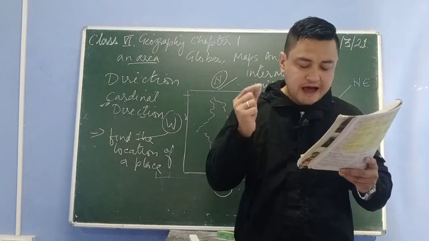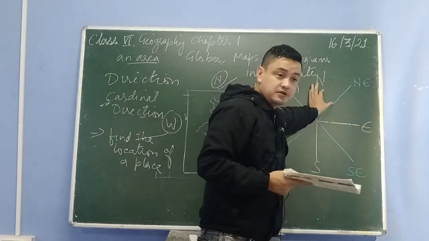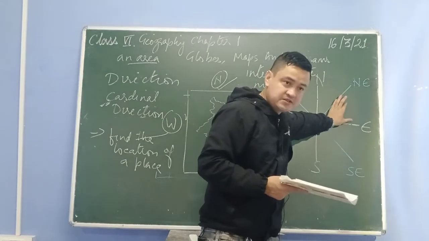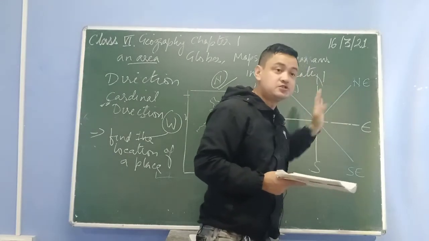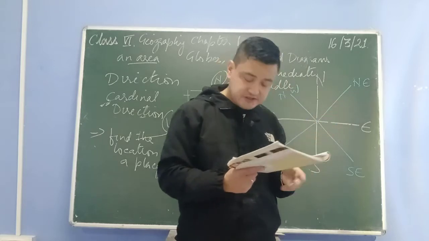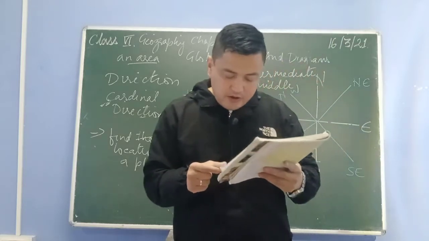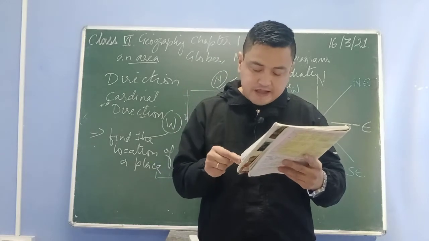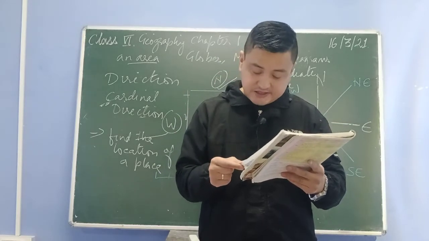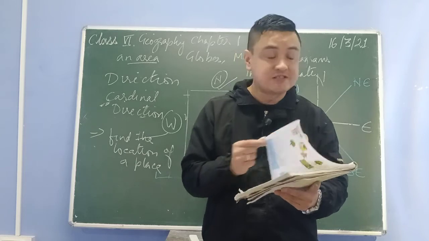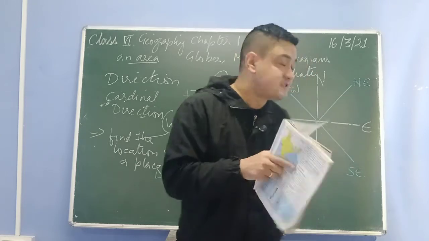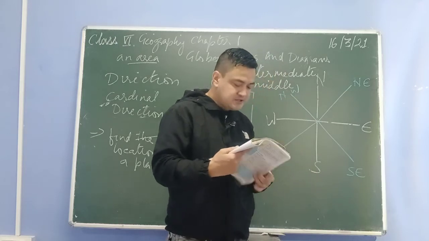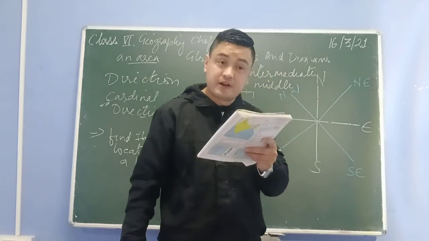If a position lies halfway, is this halfway or not? This is halfway of east, and this is also halfway of east, so it is lying in the middle. This is known as intermediate directions. If a position lies halfway between north and east, it will have a northeast direction. If a position lies halfway between south and west, it will have a southwest direction. Thus, these directions are known as intermediate directions.